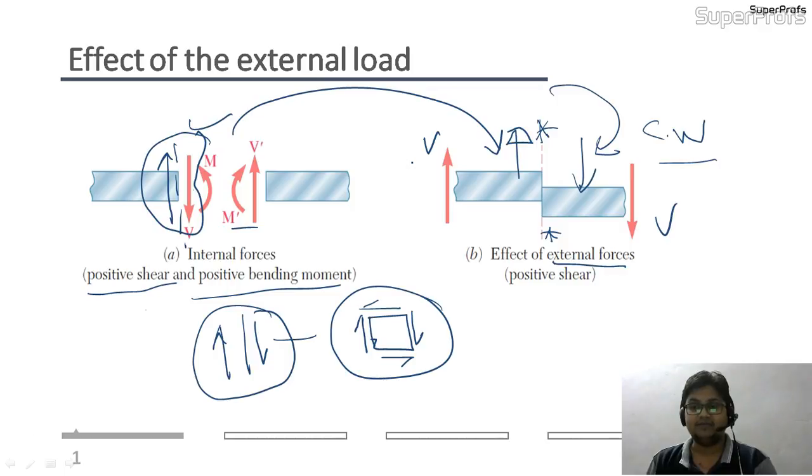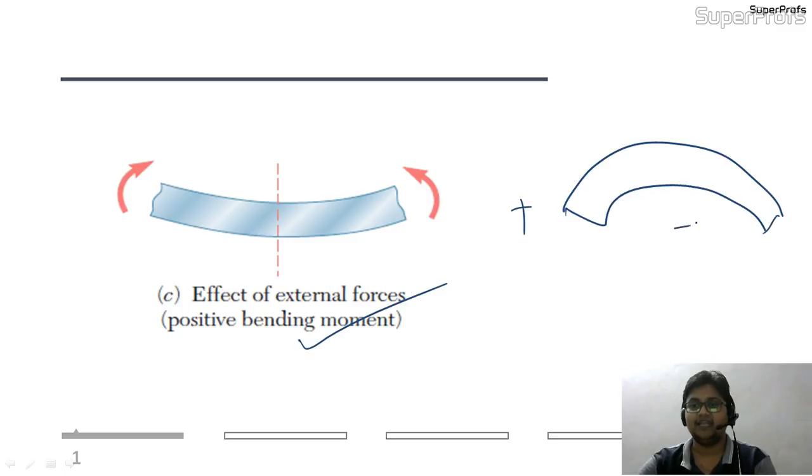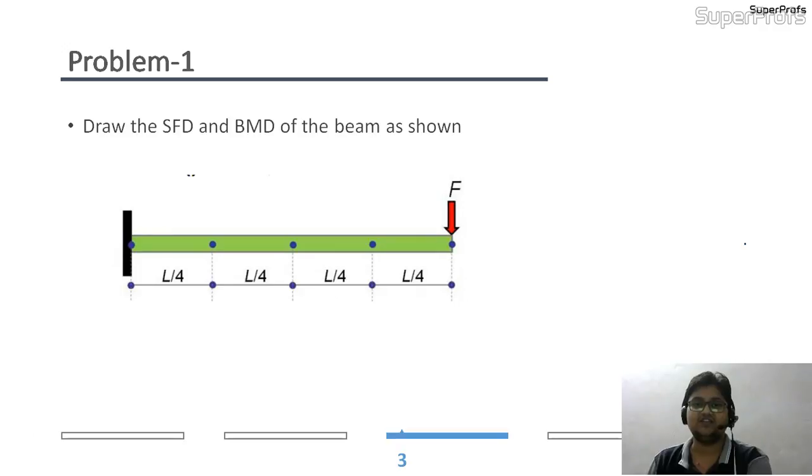So positive bending moment is when it is sagging, and positive shear is when the external load is trying to shear off the member in clockwise direction. This is the complete effect, that is the sagging moment which is being produced, which is taken as positive. If it would have been like this, that is hogging, then it would have been negative. I'm rushing here because I have already discussed this with you all.